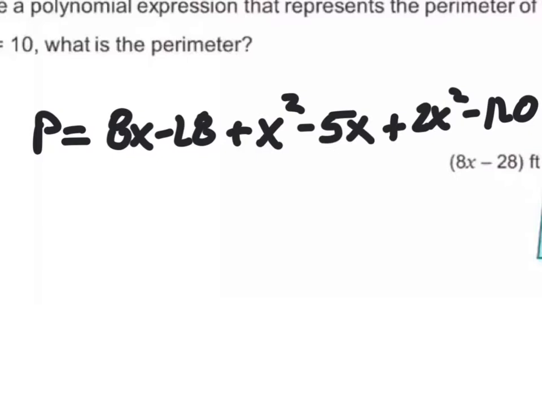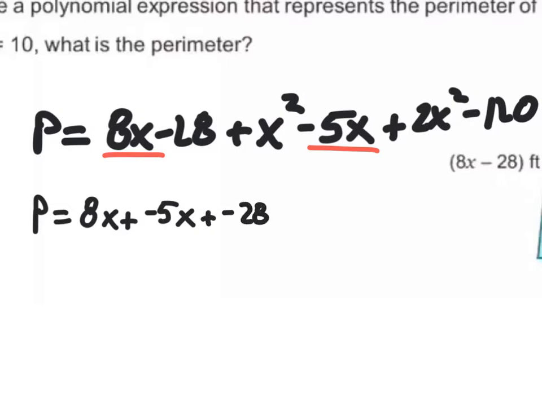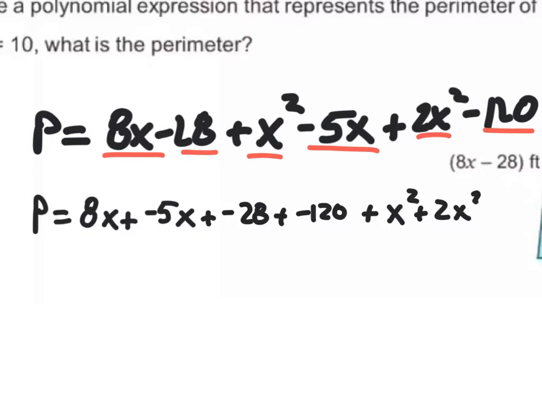And so what I want to do is write out P equals, my perimeter is equal to, and I'm going to find all my terms that just contain an x. So 8x and negative 5x. I'm going to write that down as 8x plus negative 5x. Then I've got my numbers, negative 28 and negative 120, so plus negative 28 plus negative 120. The last terms that I have are x squared and 2x squared, so plus an x squared plus 2x squared, okay?